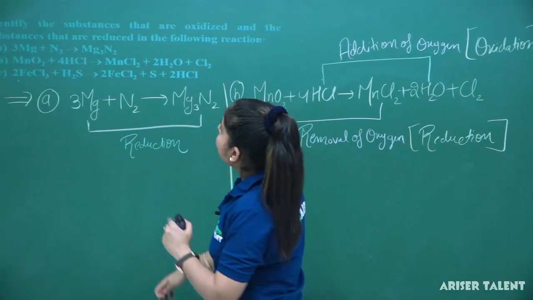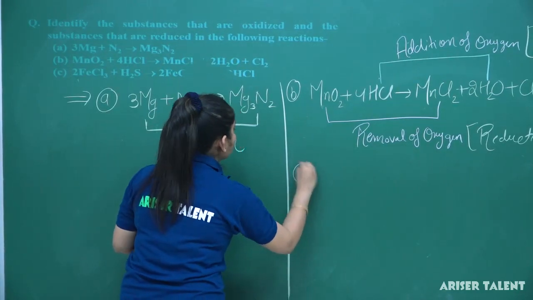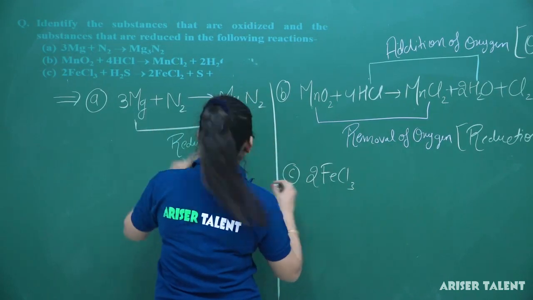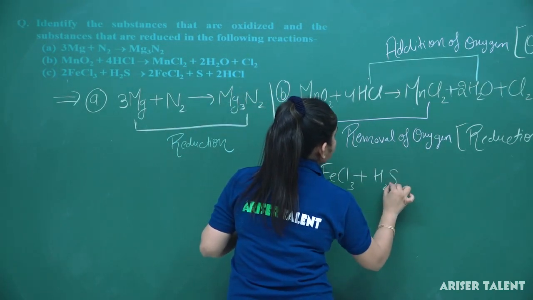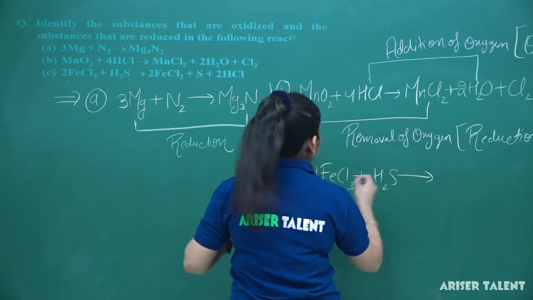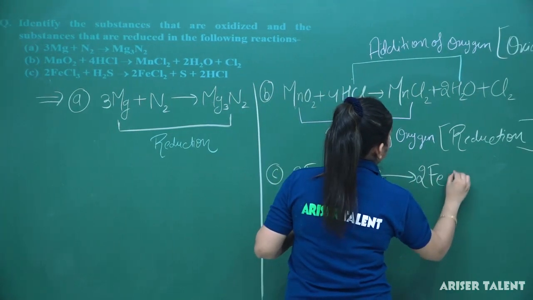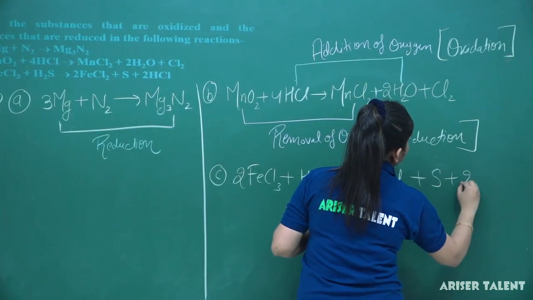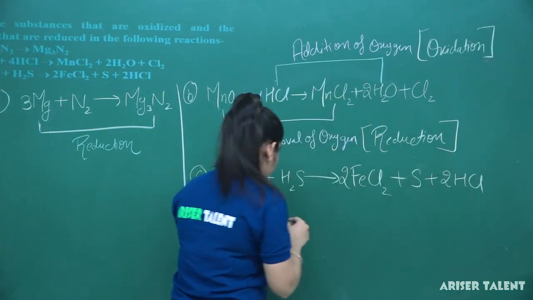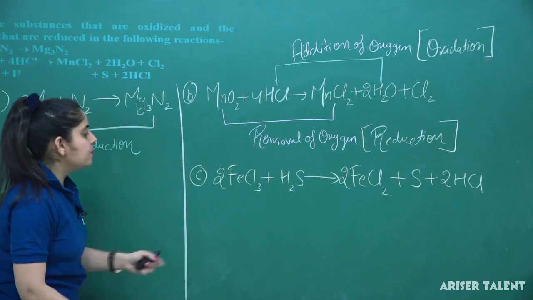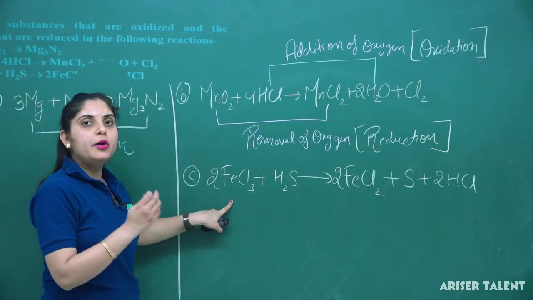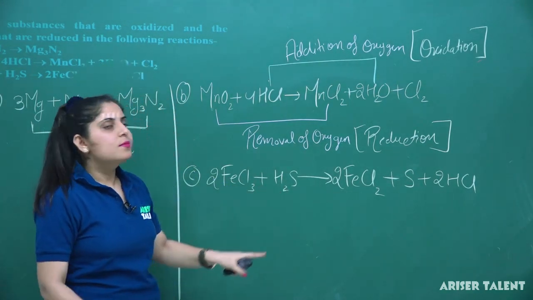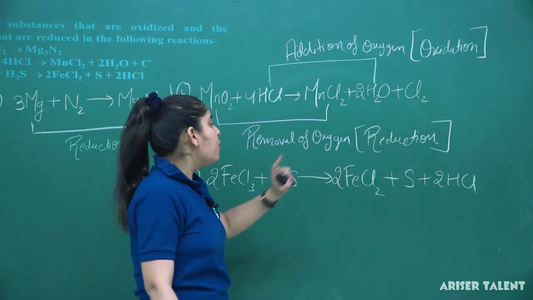Now coming to our next question, we have question number C, that is 2FeCl3 plus H2S gives 2FeCl2 plus S plus 2HCl. Now what happens in this case? FeCl3 loses one chlorine atom and FeCl2 is formed. H2S loses its hydrogen atom and forms sulfur.